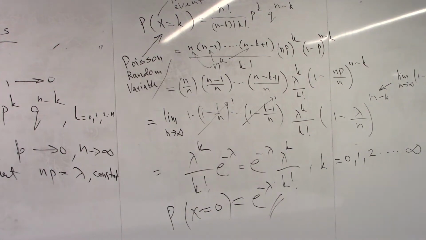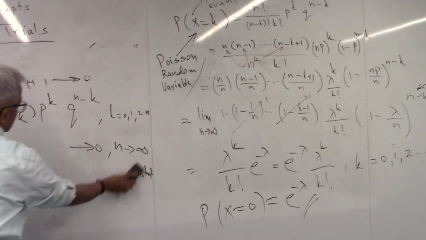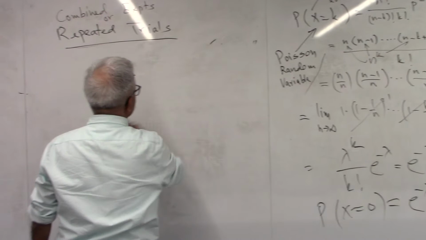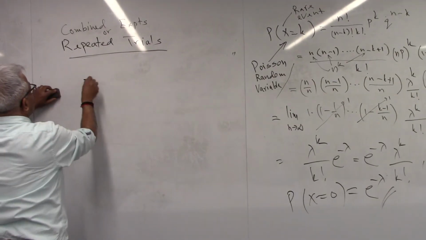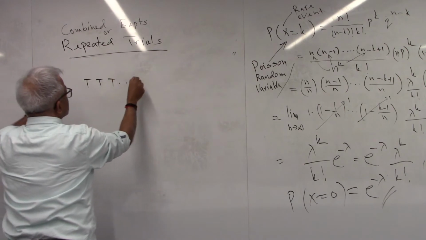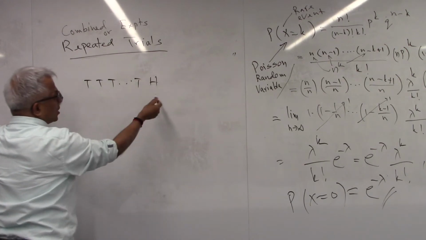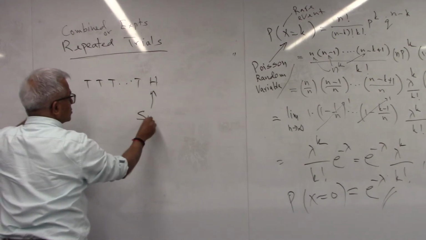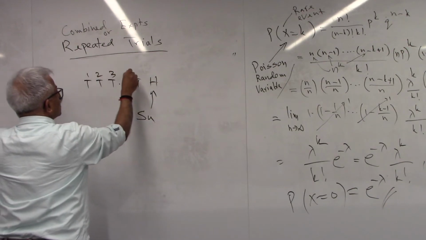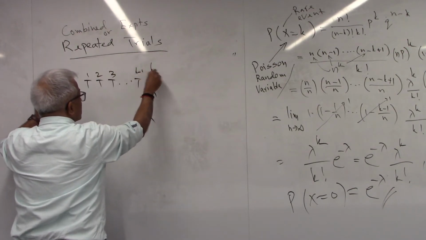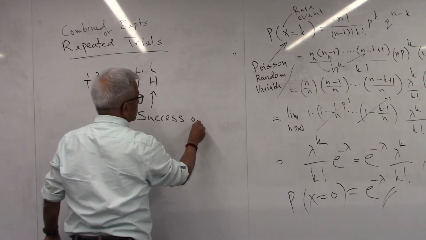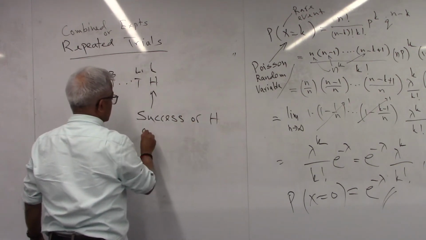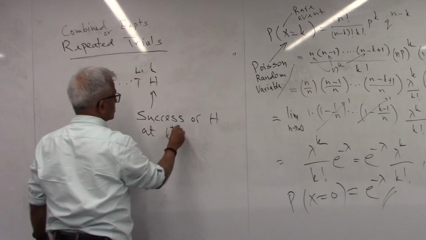This discussion. Suppose you toss a coin, you can get tail, etc., tail and then head. So here what happens is success. So if I call this success or head at the kth trial.